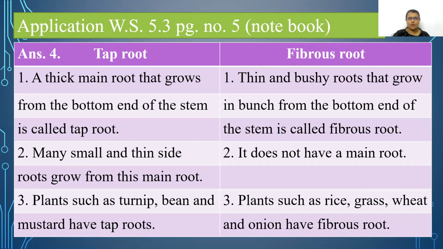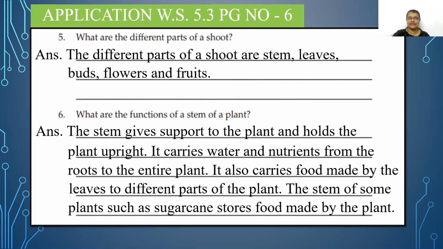Second one, many small and thin side roots grow from this main root, while fibrous root does not have a main root. Third one, plants such as turnip, bean and mustard have taproots, while plants such as rice, grass, wheat and onion have fibrous roots. Now let's move to the next question.